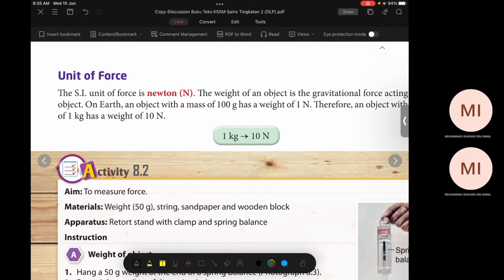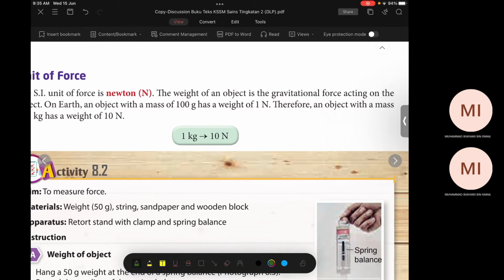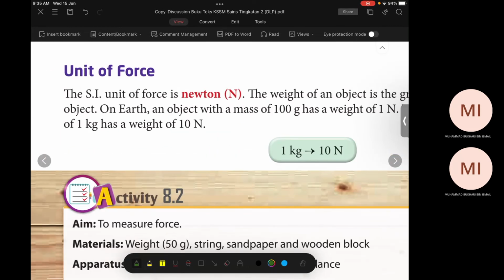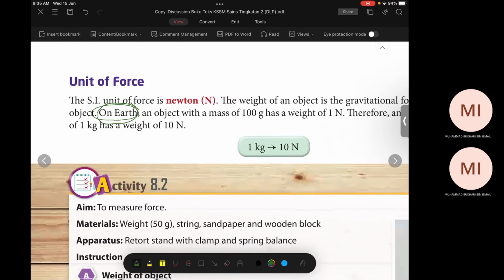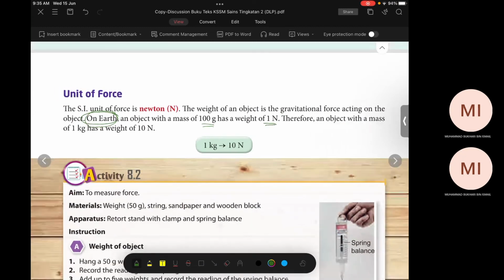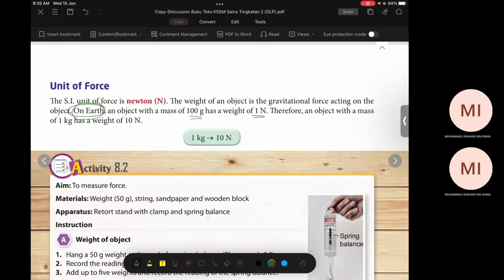The next thing we're going to see: the weight of an object is the gravitational force acting on the object on Earth. Remember here, on Earth. Pay attention, we are considering on Earth, not on another planet. On Earth, an object with a mass of 100 grams has a weight of 1 Newton. Therefore, an object with a mass of 1 kilogram has a weight of 10 Newton.